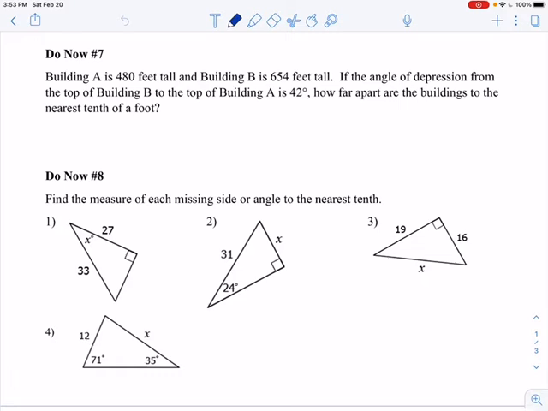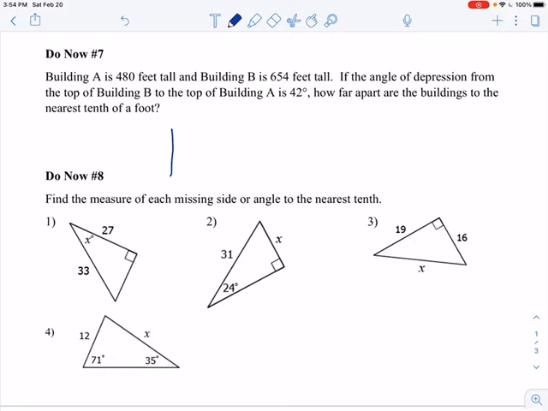So for do now number 7, building A is 480 feet tall and building B is 650 feet tall. If the angle of depression from the top of building B to the top of building A is 42 degrees, how far apart are the buildings to the nearest tenth of a foot? Okay, so let's just draw a picture of what's going on here.